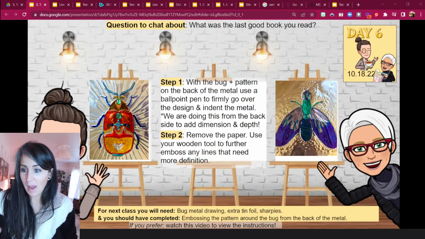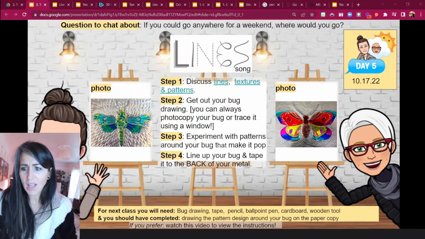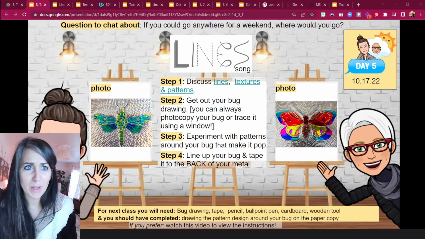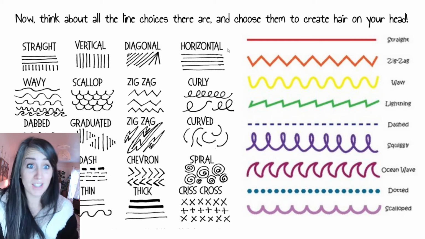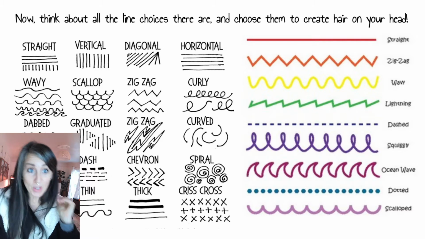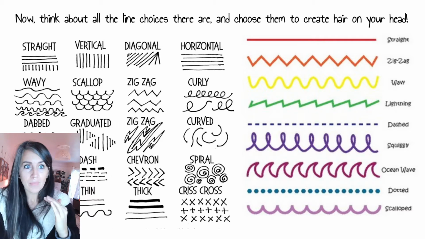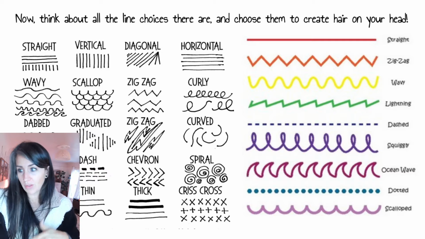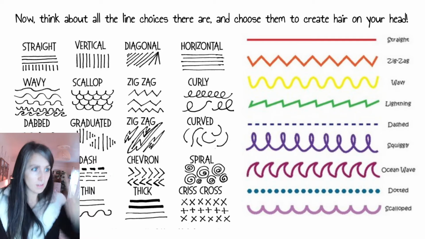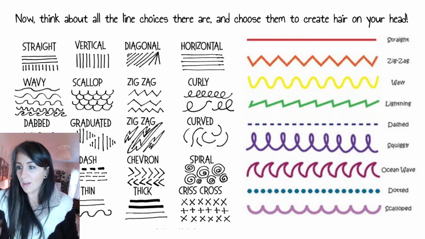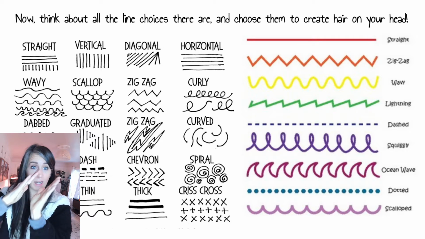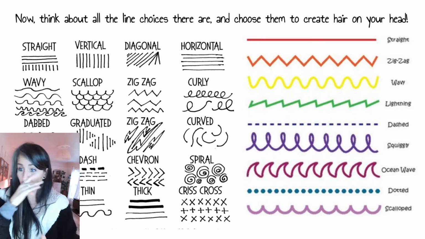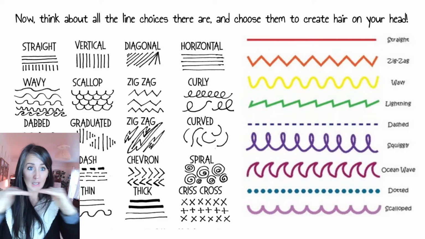So let's look back here at lines and what those all mean. I think we all know what a straight line is, right? We've been taught this since kindergarten. Draw a straight line. But those straight lines can go in different directions, as you can see up above here. So we can get vertical, those are up and down lines; the diagonal from one corner to the other; and horizontal, the ones that go across.